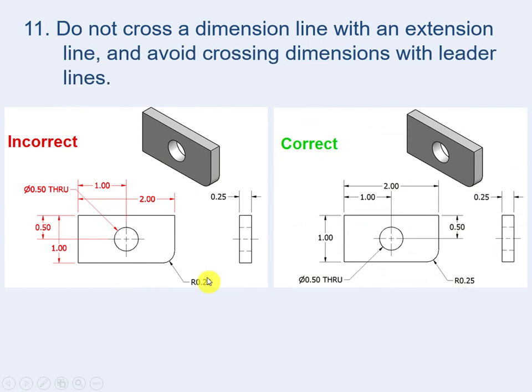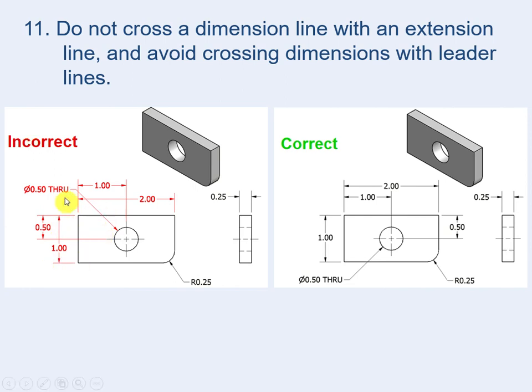Do not cross a dimension line with an extension line. Avoid crossing, guys, as much as possible. As you see in this example, we have the diameter of this circle. This is a dimension line with an extension line. Crossing this extension line for this dimension and the dimension line for this dimension, guys. And here, the extension line crossing a dimension line. Avoid that as much as possible.